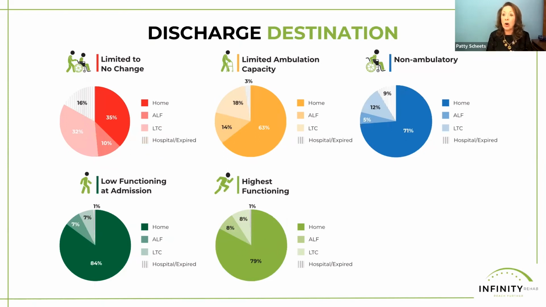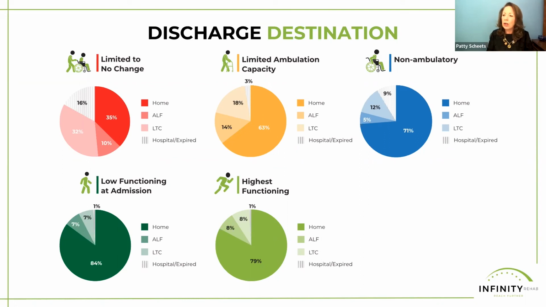Now our groups start looking quite a bit different from one another compared to their relative similarity at baseline. Still, our highest functioning and lowest functioning at admission, but change a lot groups, our two green groups, are looking fairly similar to one another. By the time here we see our non-ambulatory group having fewer patients discharging to home.